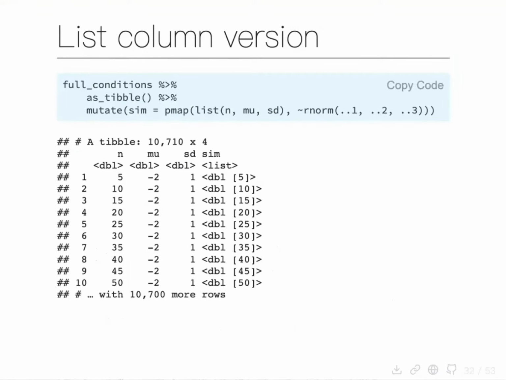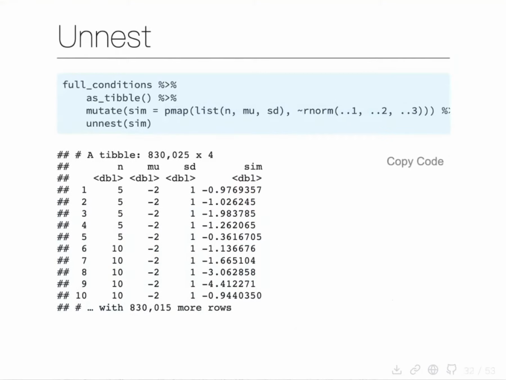Just like before, we can make this a list column. So now I'm just doing it like this, list n mu sd, because I'm doing it through the data frame. And then when I call this rnorm, because it's pmap, not pmap double or whatever, then I end up with this list column here, and then I can just unnest that again.